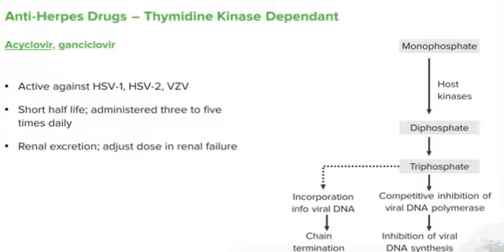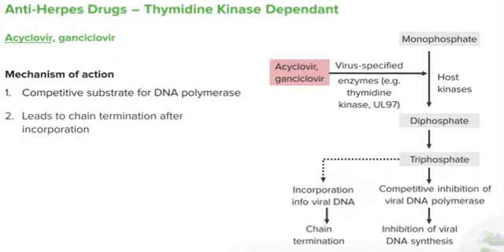They are active against HSV1 and HSV2 as well as varicella zoster. They have a very short half-life and they are often administered 3 to 5 times a day. Now they are renally excreted as well. So we do adjust the dose in renal failure. Let's have a look where they work on our slide here.